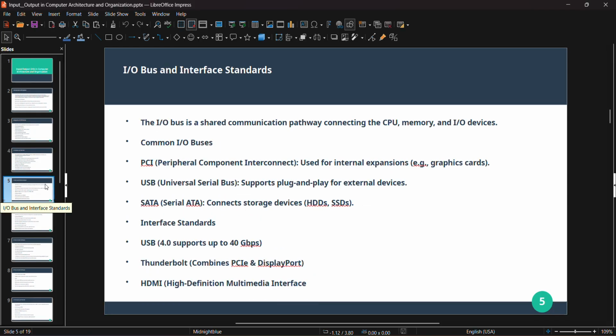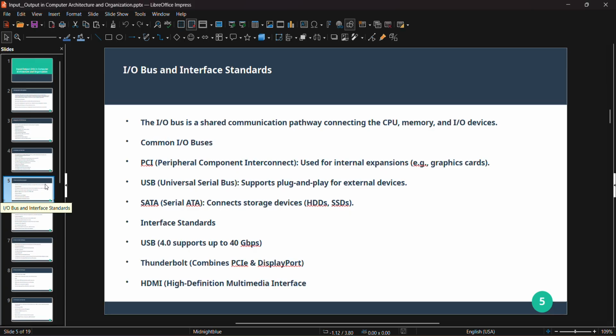Now let's move on to the bus and interface standards. The common input output buses that we have, right? Input output systems depend on buses and interface standards that they use. So that's what we are looking at.